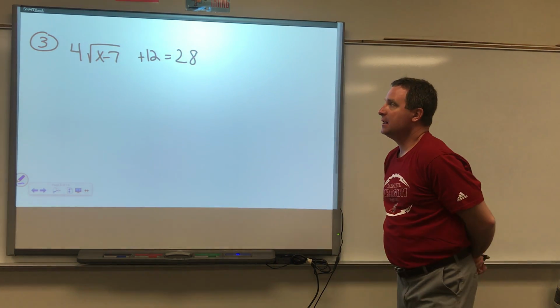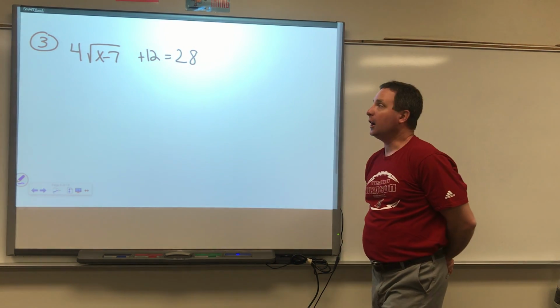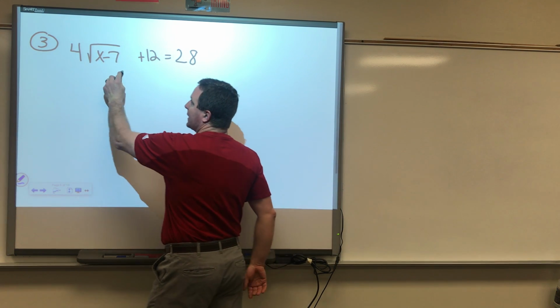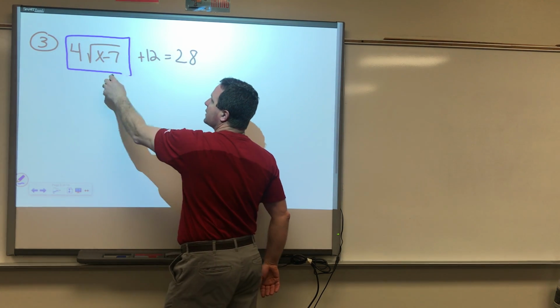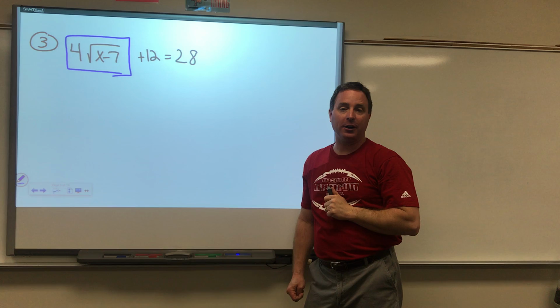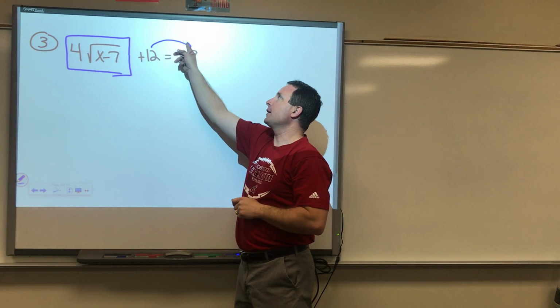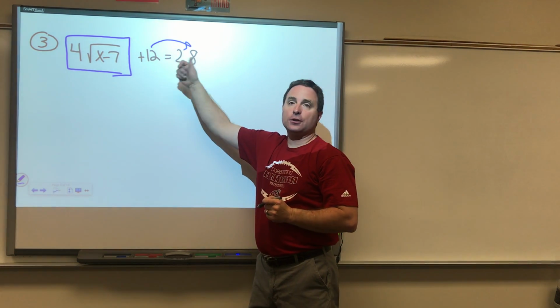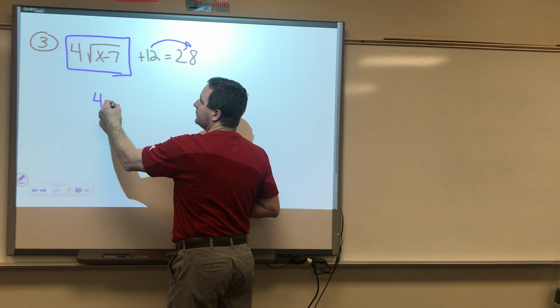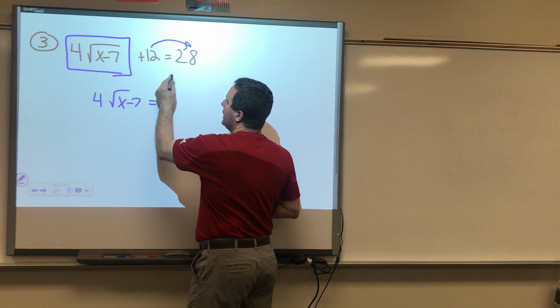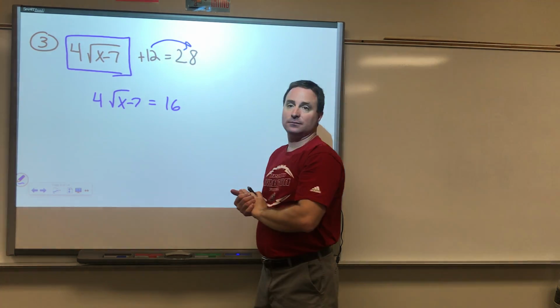One last one here. This one has a whole bunch of stuff along with the radical. But like I said before, the very first thing we have to do is get the radical term by itself. There it is. We need to get rid of the 12. We're going to get rid of the 12 by subtracting 12. And if I do that, I get 16.